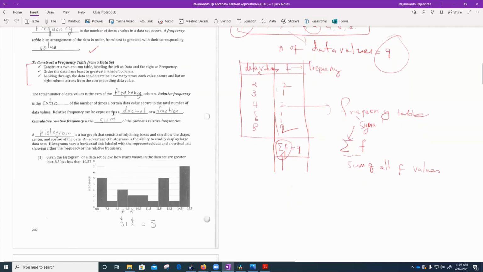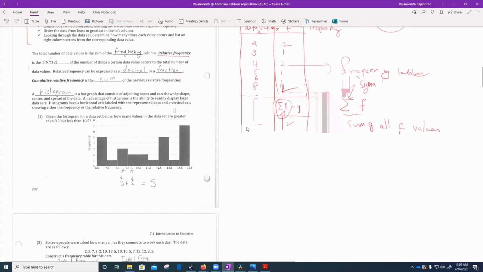Okay, so now let's move to the next one. The total number of data values is the sum of the frequencies in the column. Now, the term relative frequency. Relative frequency, right, is the ratio of the number of times a certain data value occurs to the total number of data values. Okay, what does that mean?